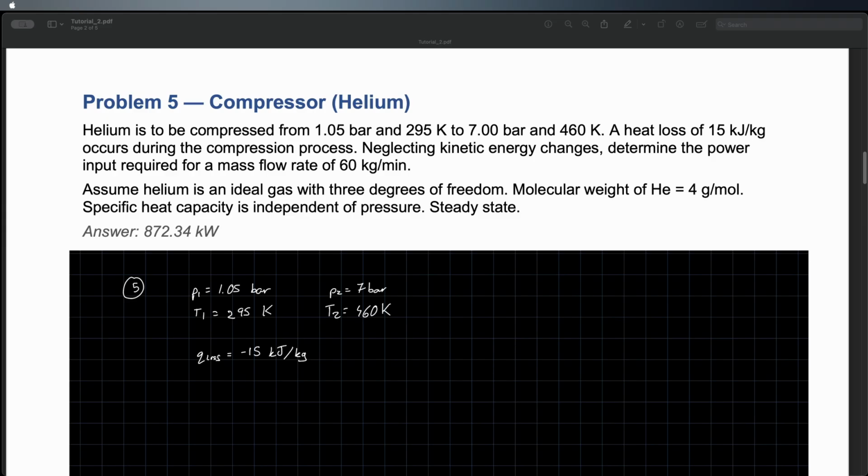We also have, we can neglect kinetic energy changes. I guess they also mean potential energy changes. We need to find the power in order to achieve a flow rate of 60 kilograms per minute. Okay, so our target is 60 kilograms per minute, which if you divide by 60, you get 1 kilogram per second.